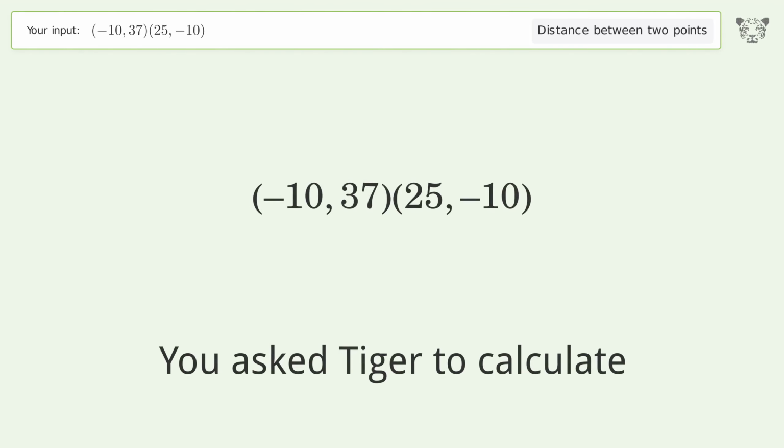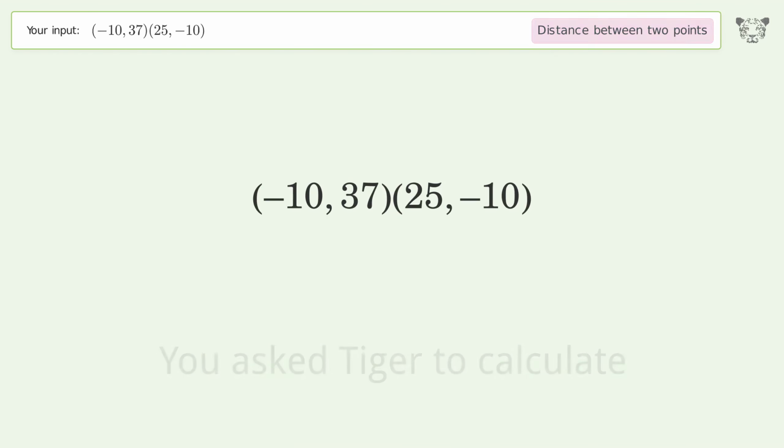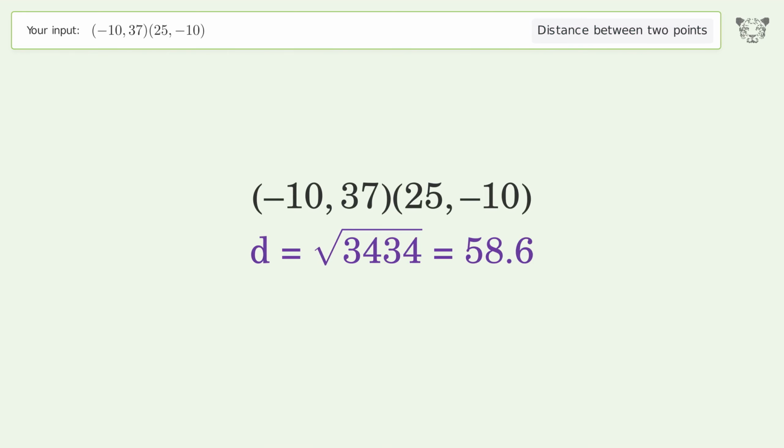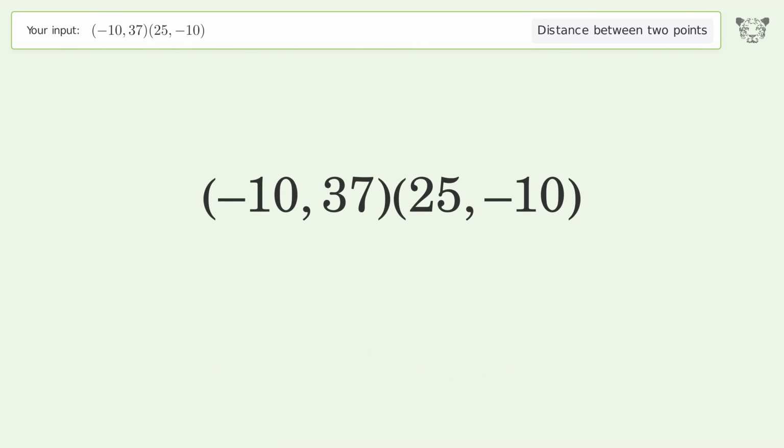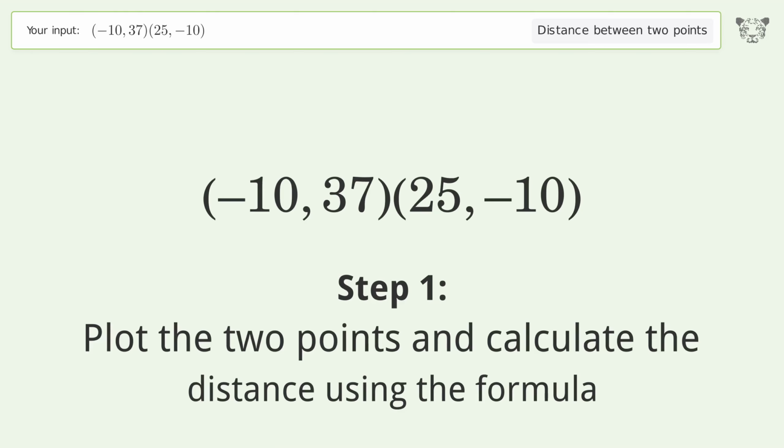You ask Tiger to calculate. This deals with the distance between 2 points. The distance between the 2 points is the square root of 3,434, or 58.6. Let's solve it step by step. Plot the 2 points and calculate the distance using the formula.